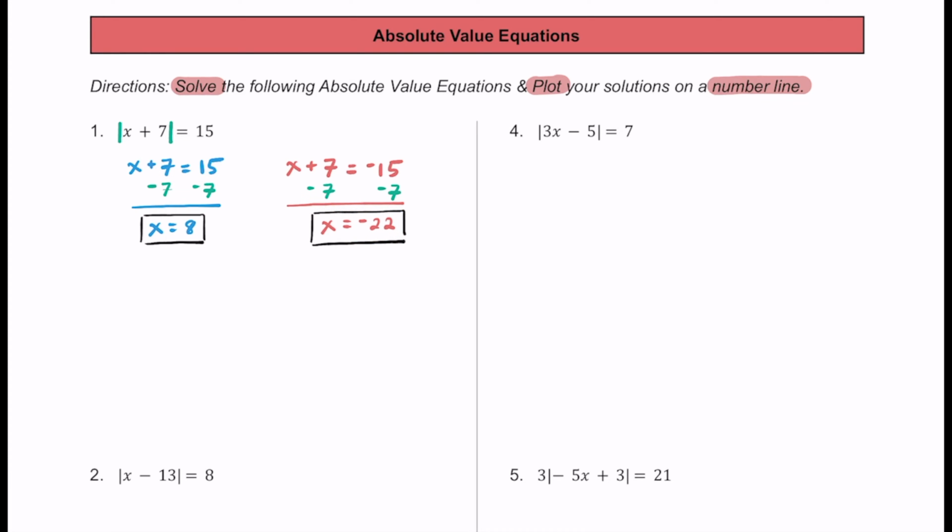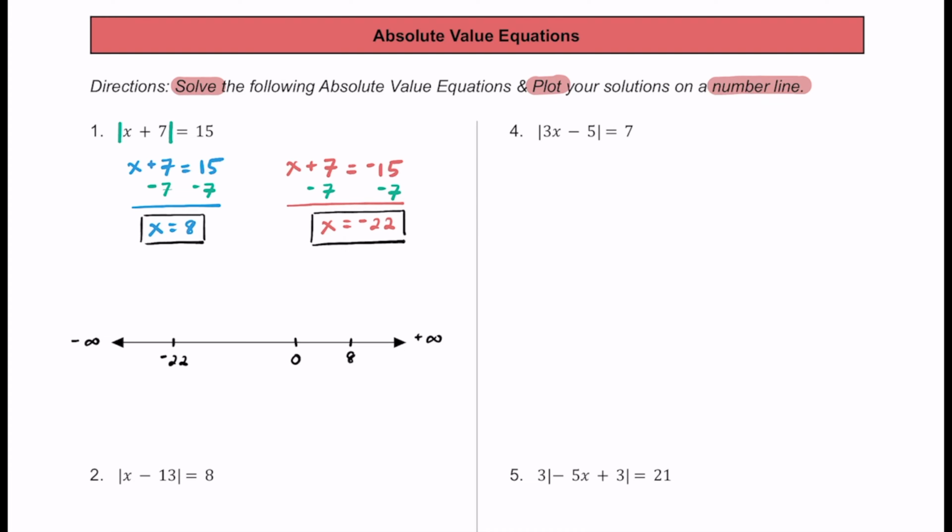Now let's go ahead and plot our solutions on a number line. All right, so here we have a number line, and what we're going to do is just plot 0 somewhere here a little bit to the right, just because we don't have as many numbers to the right we need to put. And then roughly speaking, we can put an 8 over here to the right side, and a negative 22 would be a lot further into the negatives over here.